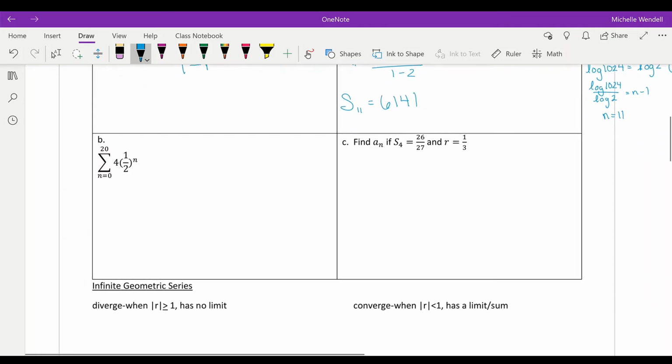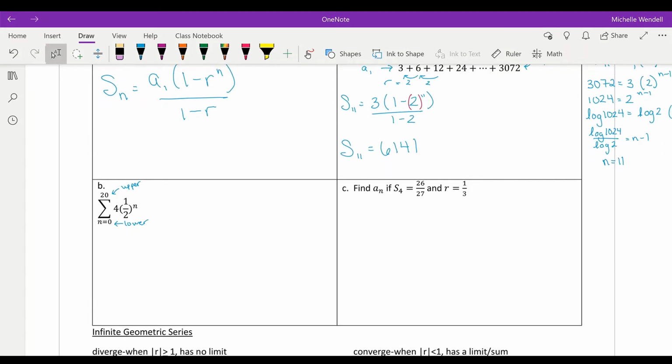All right, next one. So on B here, we have this in summation notation. We have our lower limit, which is 0, and our upper limit, which is 20. If I look at my sum formula, I know I need a sub 1, so I need my first term. If you remember, for our summation notation, you're going to plug in the lower limit to get your first term. So that means a sub 1 is going to be 4 times a half to the 0 power. That's just going to give me 4.